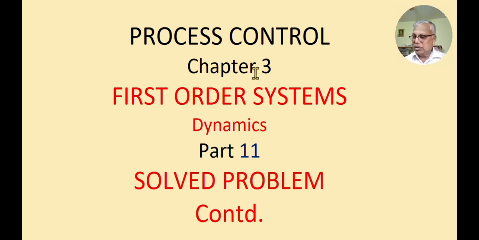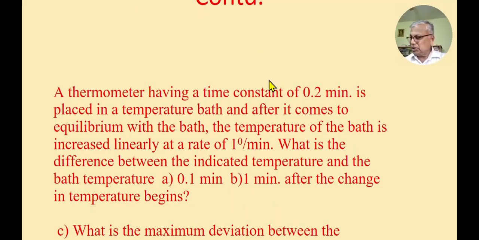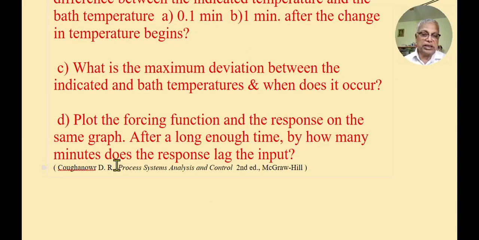This lecture is a continuation of my previous lecture where we solved a problem on first order system dynamics. So this is a continuation of the problem. In the previous class, which was titled PC43, we had solved part A and part B. This is a problem taken from the textbook Process System Analysis and Control by Coughanowr.